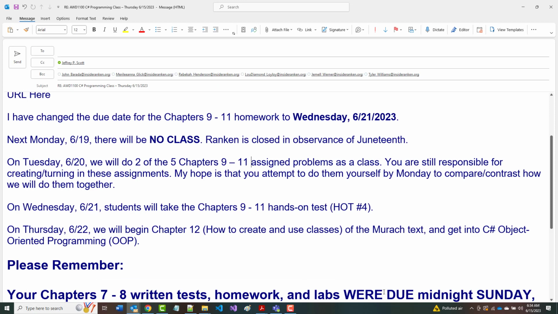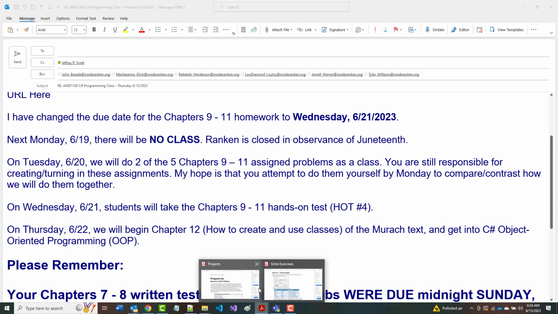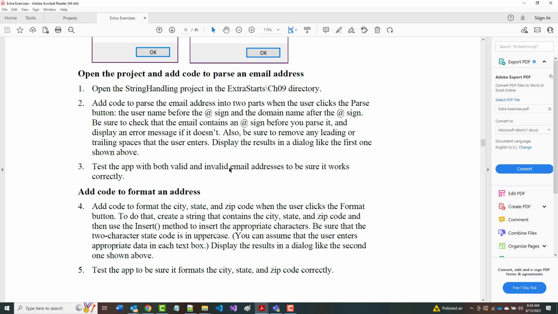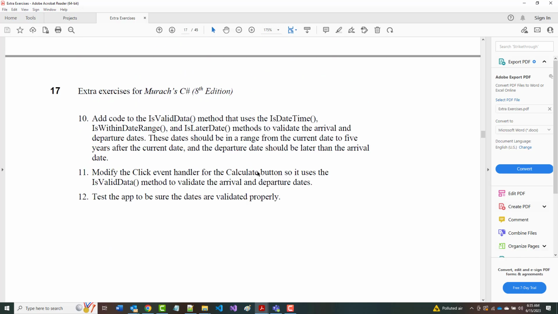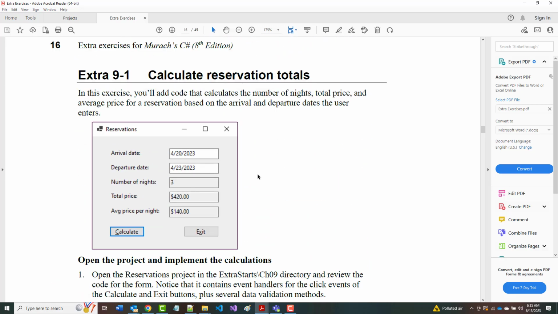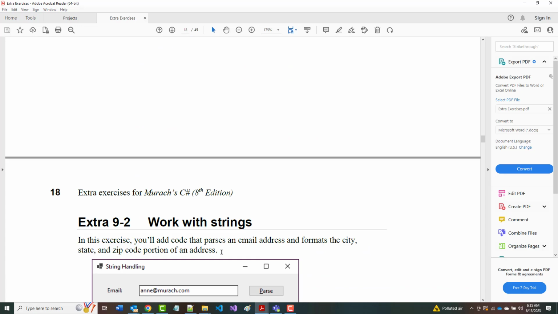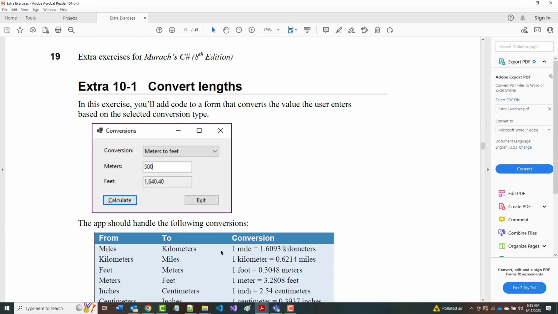Now, as far as what the other ones are, 9.1 or 9.2, I don't know which one of those we'll do. Either 9.2, working with strings, or 9.1, calculating reservation totals. It'll be one or the other. So we will do either 9.1 or 9.2, plus we will certainly do 10.1, all right? Whichever one, you're still responsible yourselves for doing all 5, all right? But 10.2 and 10.3 and either 9.1 or 9.2 you'll be doing solely by yourselves.